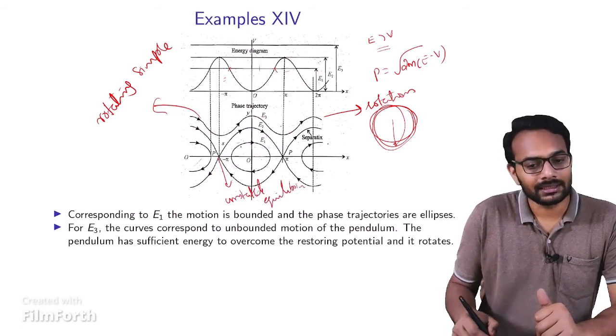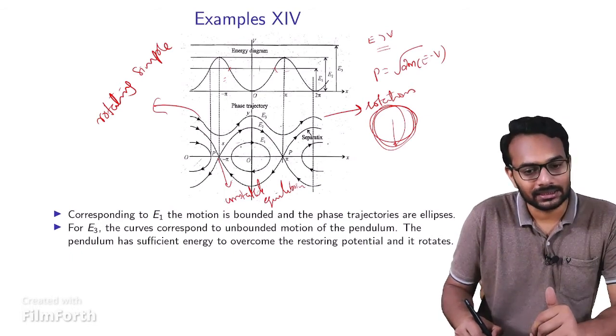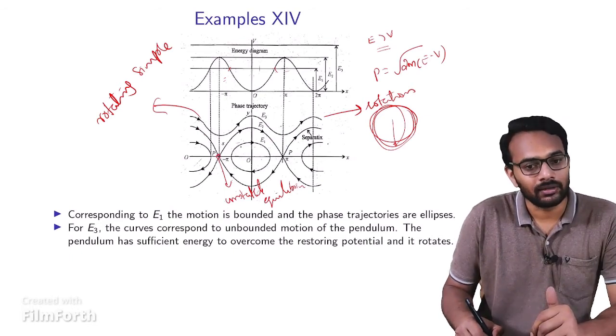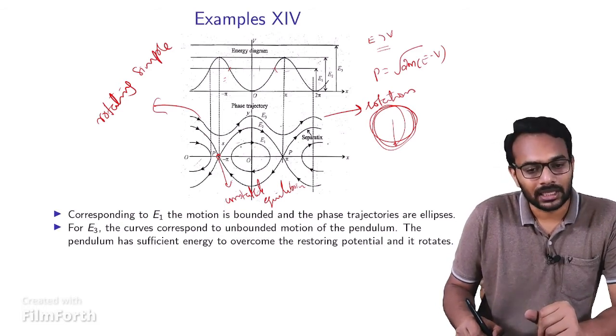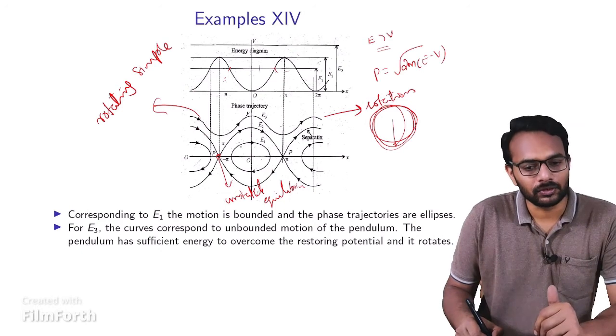Right, now these trajectories don't really intersect, but this itself is a point of unstable equilibrium. If it is there, it remains there forever. That's what happens. But if there is a small perturbation, it could go either towards the positive x direction or towards the minus x direction.